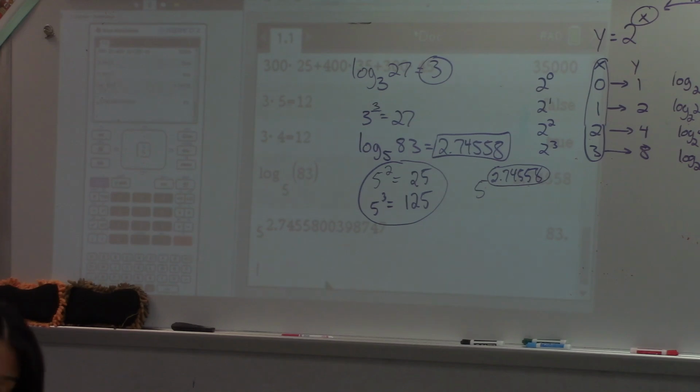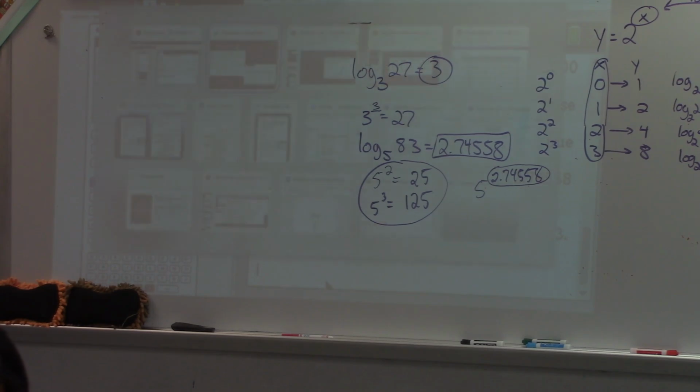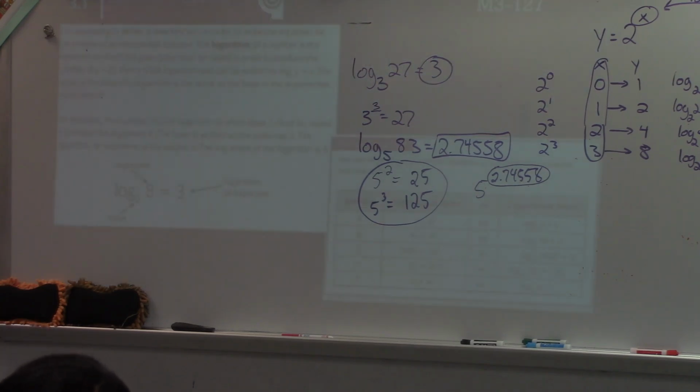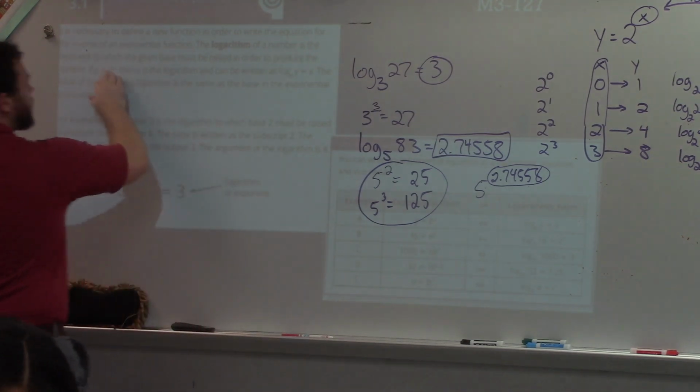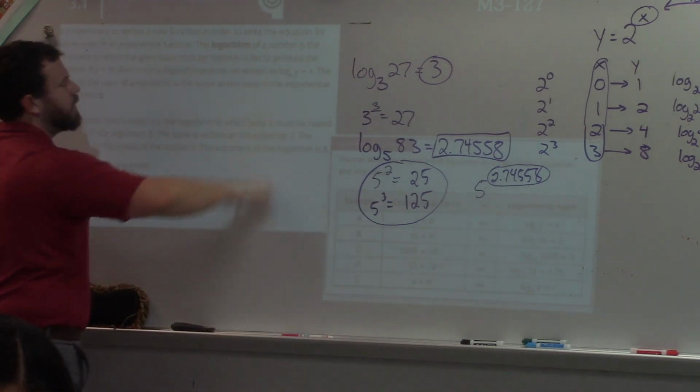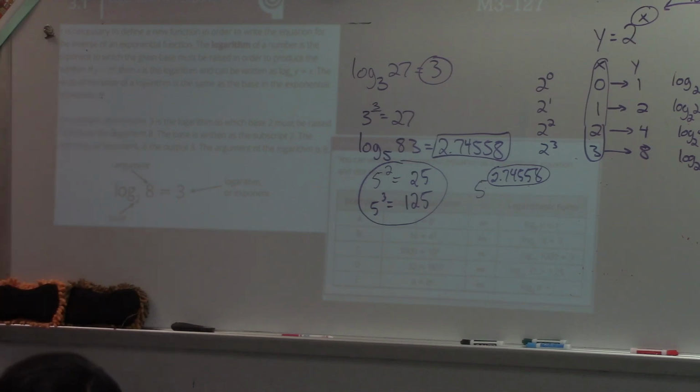Which is why in the textbook, what does it say that logarithm is equal to? Right there. What does it say? It says it's an exponent, right? The logarithm of a number is the exponent to which the given base must be raised in order to produce that value. The only other thing I want us to pay attention to in this statement down here, actually it's two things.